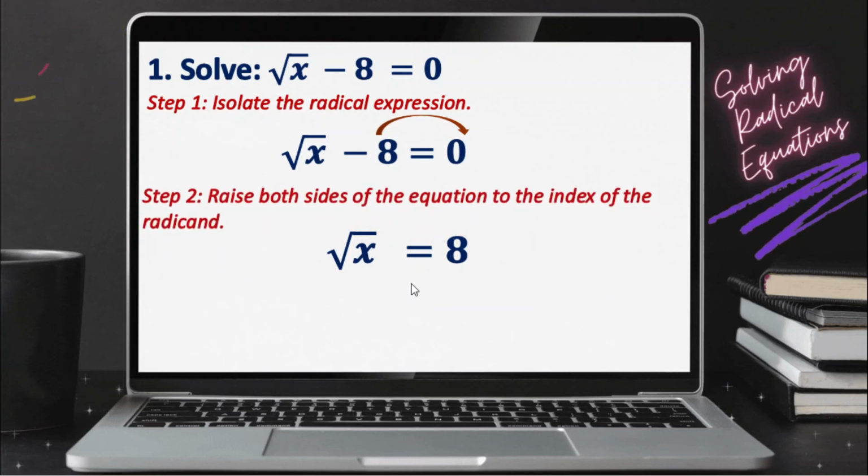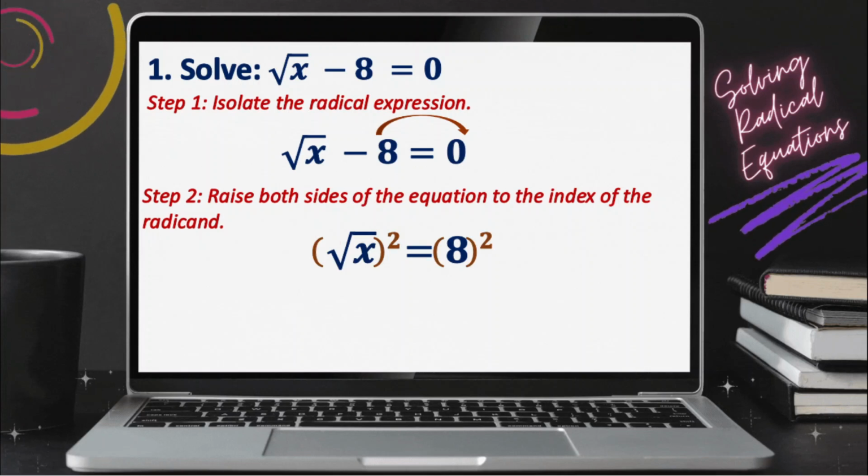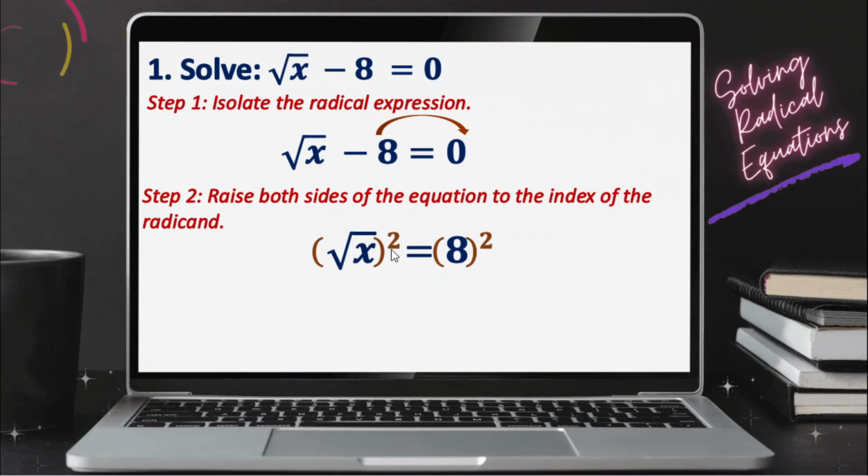Step number 2, raise both sides of the equation to the index of the radicand. So, ang radical sign natin dito ay square root. So, therefore, ang index ay 2. Ngayon, dahil ang index ay 2, i-raise natin sila sa 2, both sides of the equation. So, magkakaroon tayo ng quantity square root of x squared is equal to 8 squared.